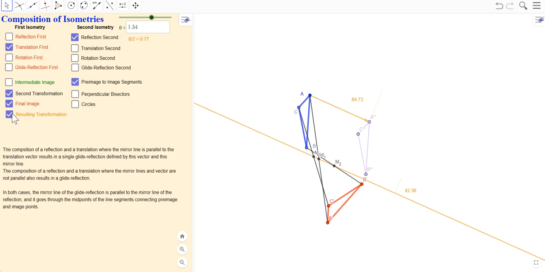Okay. The resulting transformation, we see that those midpoints are in a line. That is the mirror line for a glide reflection. So the result is a glide reflection. We should have expected either a reflection or a glide reflection from this. Not a rotation.